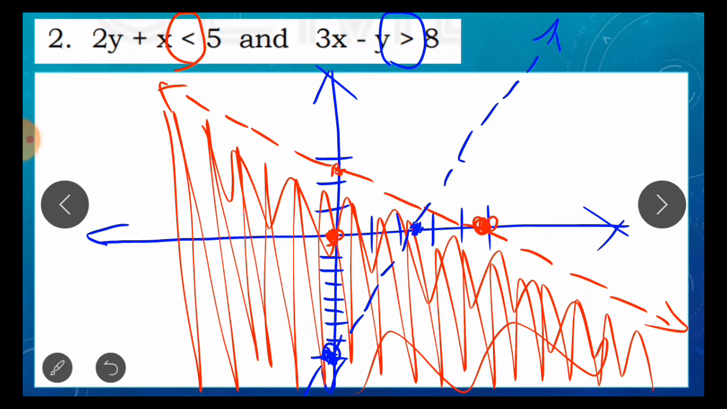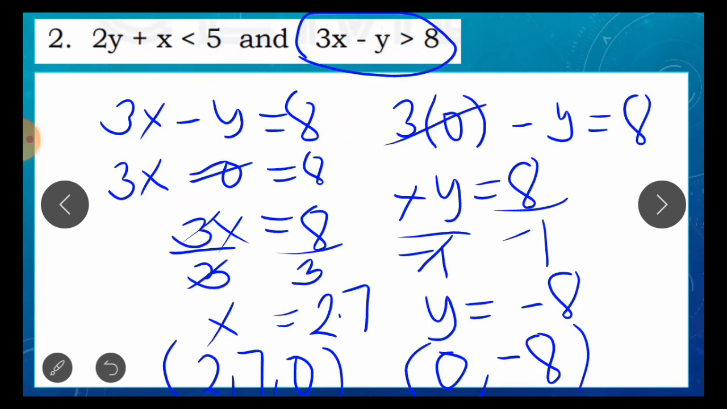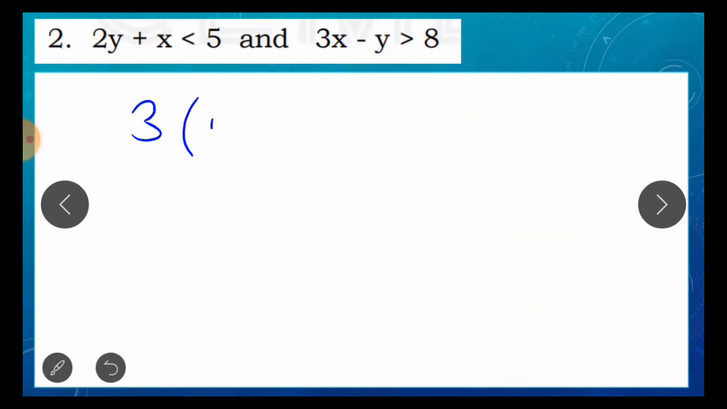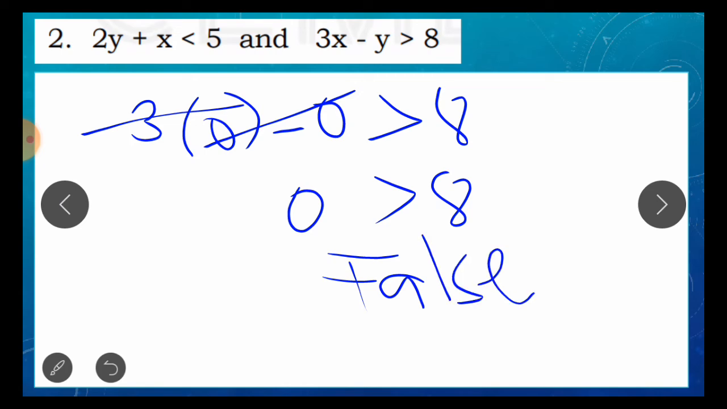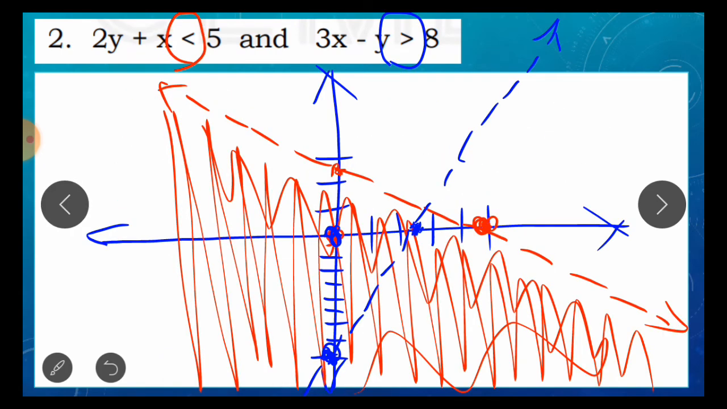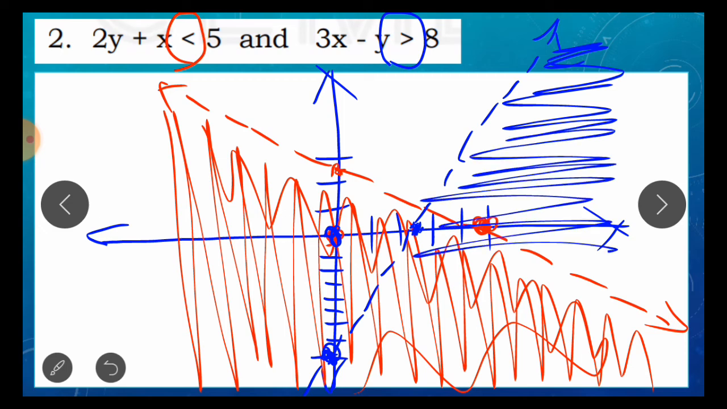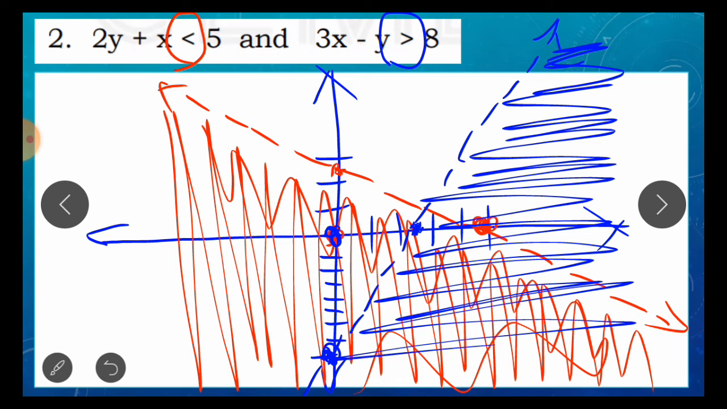Okay. Then we're going to test a point. Let's have, again, (0, 0). So this will be 3 times 0 minus 0 is greater than 8. 3 times 0 is 0, minus 0. So 0 is greater than 8. So this is false. So therefore, our solution is this part here, because we got false on (0, 0).